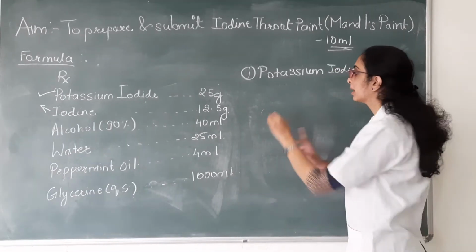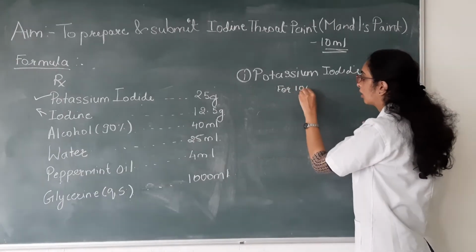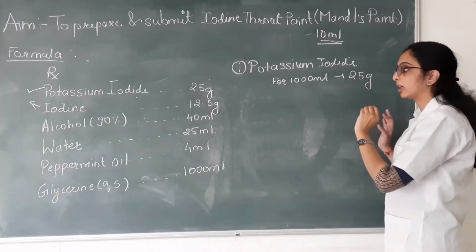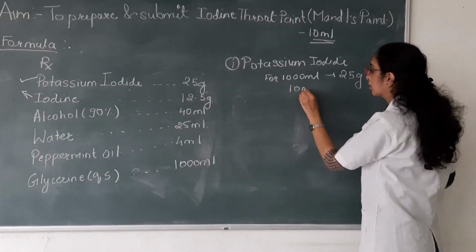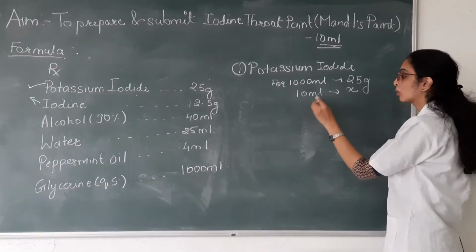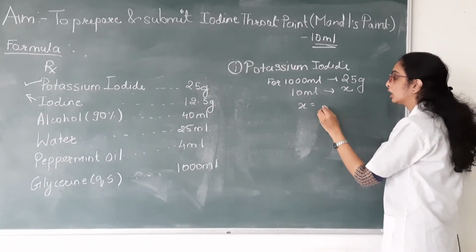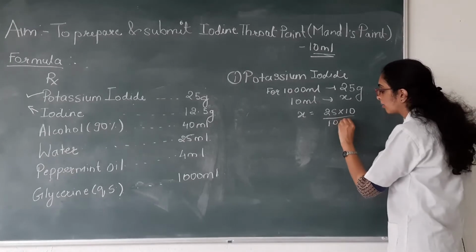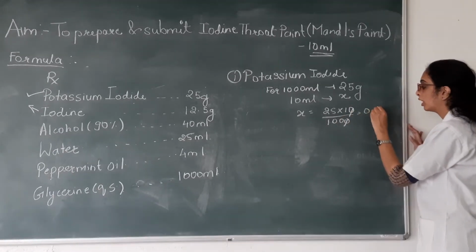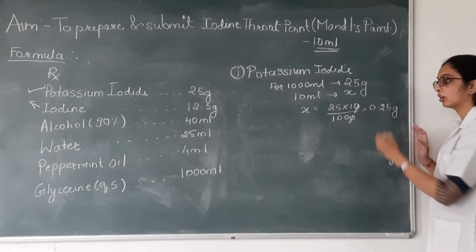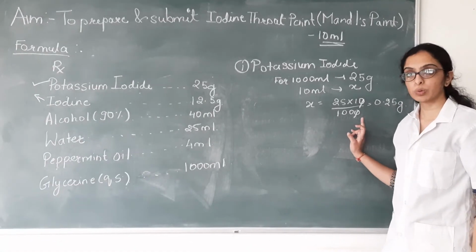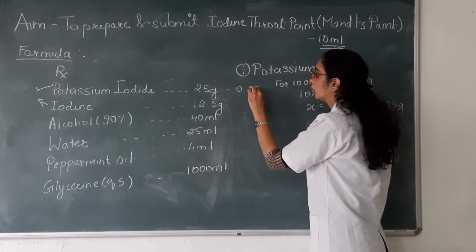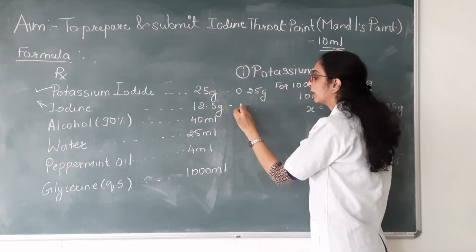For 1000 ml of the preparation, I require 25 gram of potassium iodide. So for 10 ml, how much will I require? By cross multiplication, it will be 25 into 10 divided by 1000. I will get 0.25 gram. Similarly, you have to do the calculations. So my values will be 0.25 gram for 10 ml.